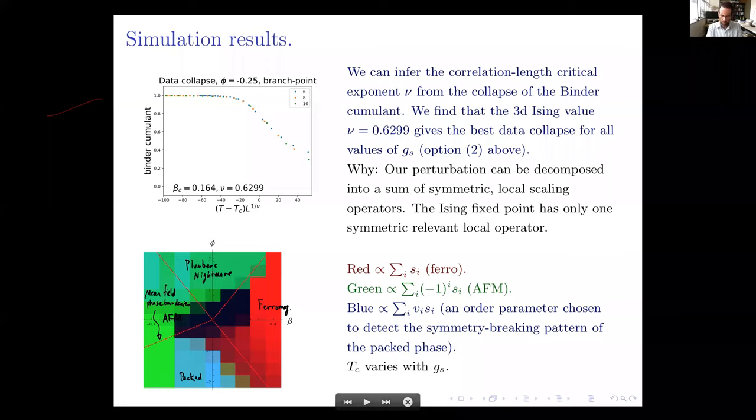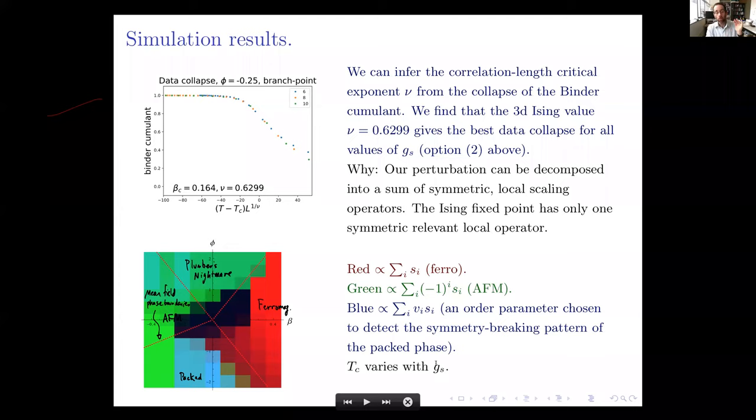And so you see here, this is the ordered phase of the Ising model, the ferromagnetically ordered phase. This is the Plummer's nightmare phase. And over here, you see that there's this region of the packed phase. And so the critical temperature varies with the string coupling. And in particular, TC grows as we try to make G string weaker.